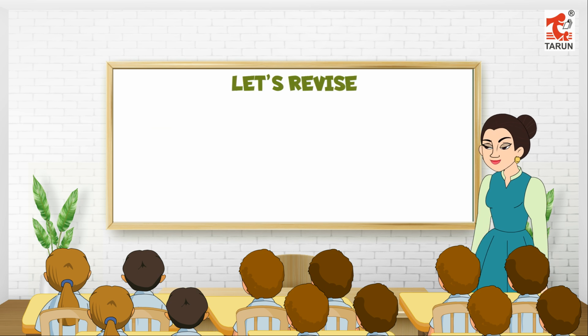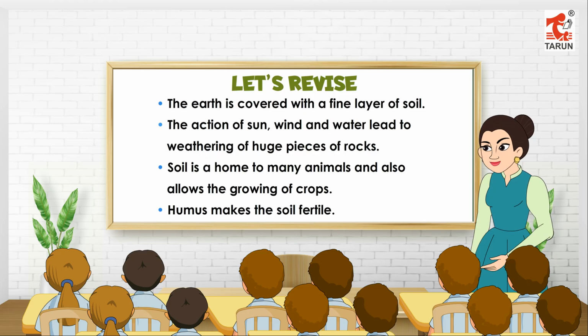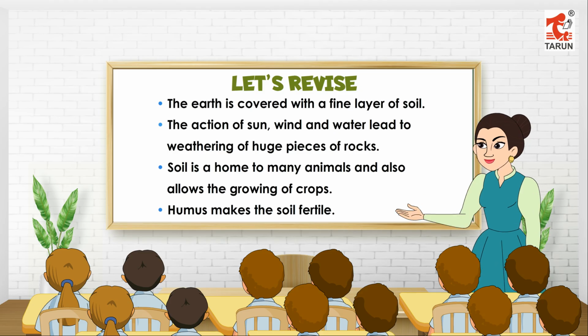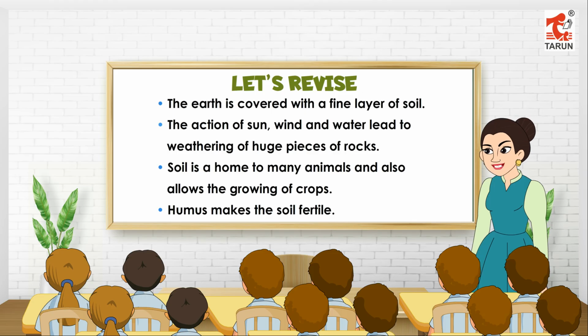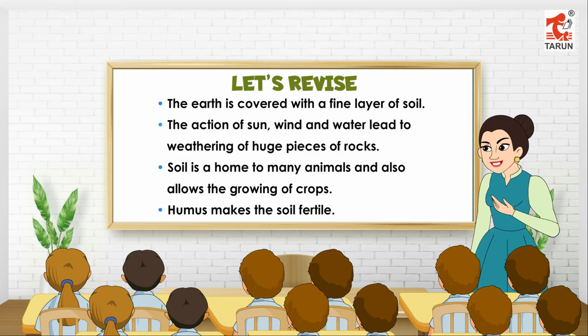Let's revise. The Earth is covered with a fine layer of soil. The action of sun, wind and water lead to weathering of huge pieces of rocks. Soil is a home to many animals and also allows the growing of crops. Humus makes the soil fertile.